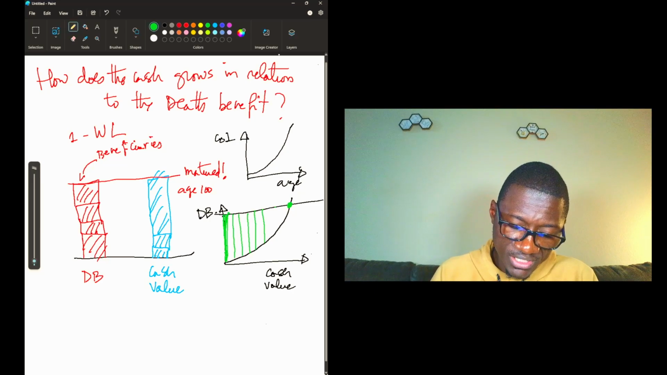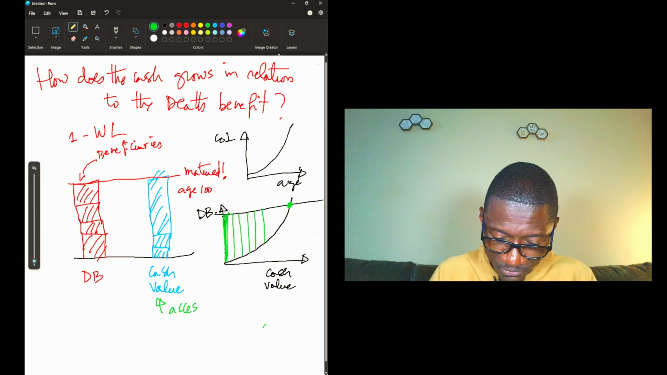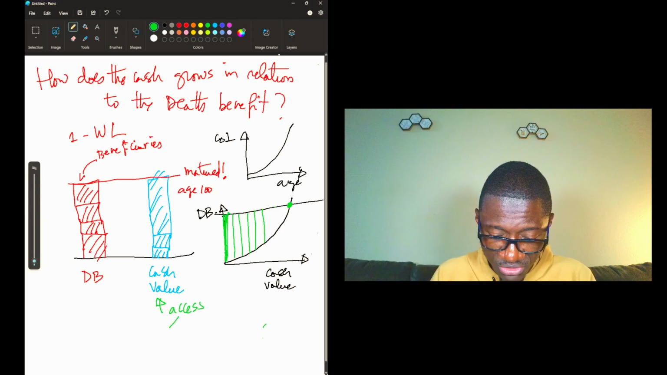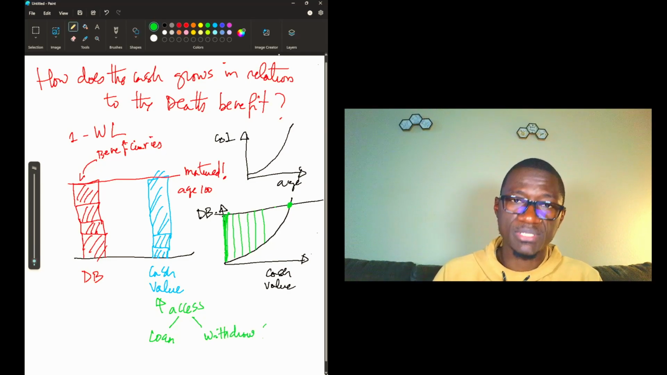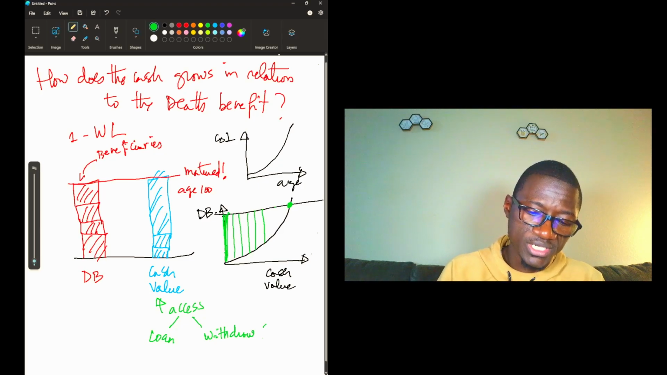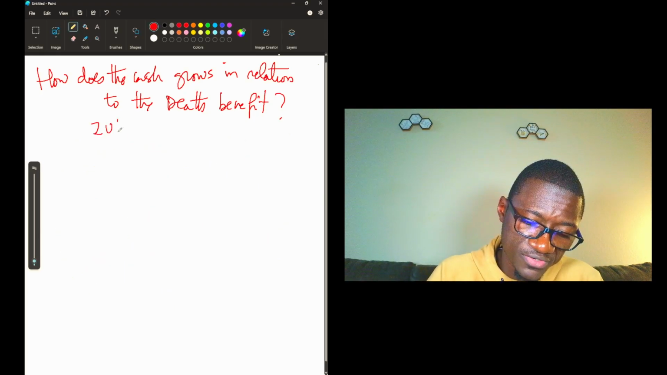But you can access the cash value when you're still alive. Okay, you can access it through a loan or through a withdrawal. So while you are alive, you can access the cash value, but ultimately, when you pass away, you only get the death benefit. Now, let's talk about Index Universal Life.